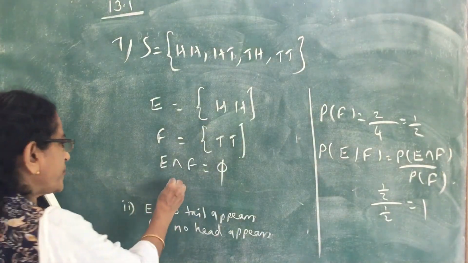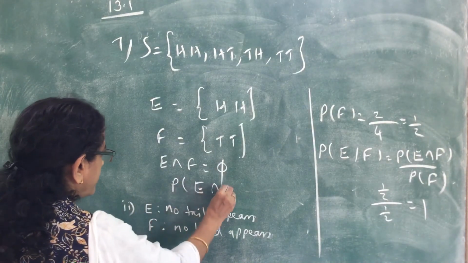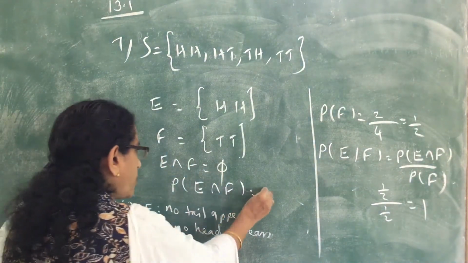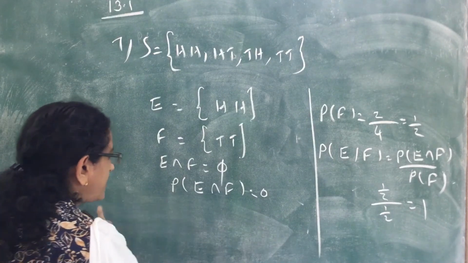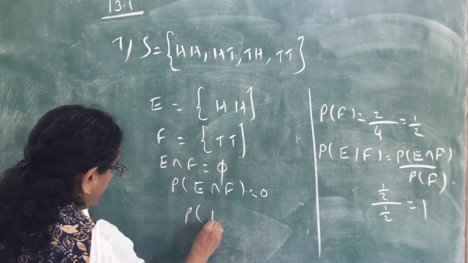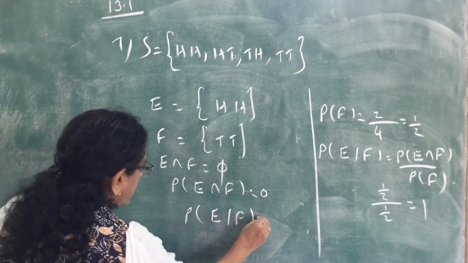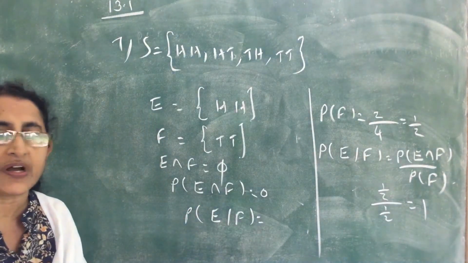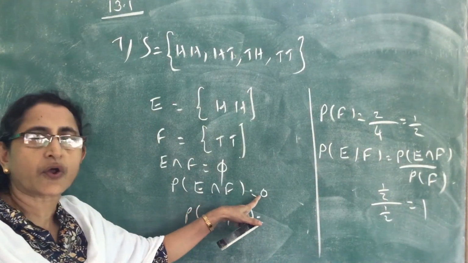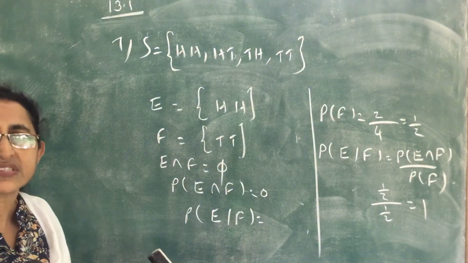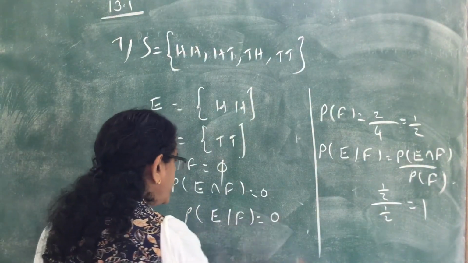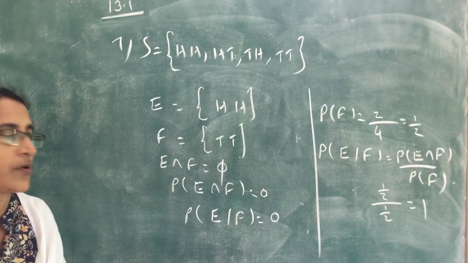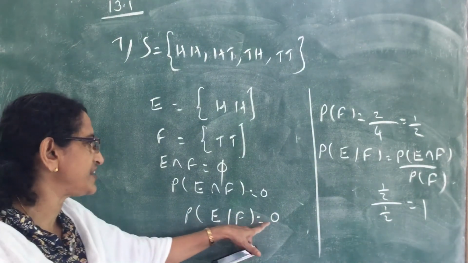So what is the probability of E intersection F? It is an impossible event, so the probability is 0. Therefore probability of E given F equals probability of E intersection F divided by probability of F. Since the numerator is 0, 0 by any number will be 0. Therefore the probability of E given F is 0. Okay.